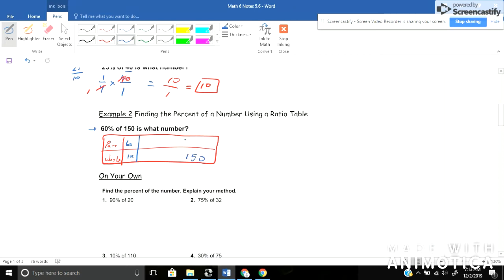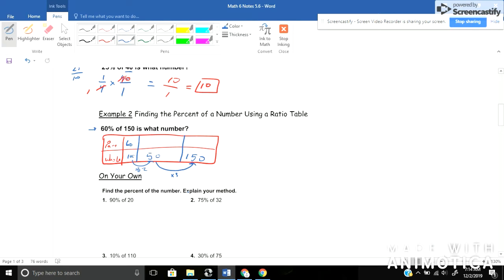150. Okay, so is there a way that I can go from 100 to a different number to go to 150, kind of dividing or multiplying by compatible numbers? Well, what I'm kind of seeing here is if I go from 100 to 50, it's pretty easy to do that by just dividing by 2. And then it would be pretty easy to go from 50 to 150 by multiplying by 3.